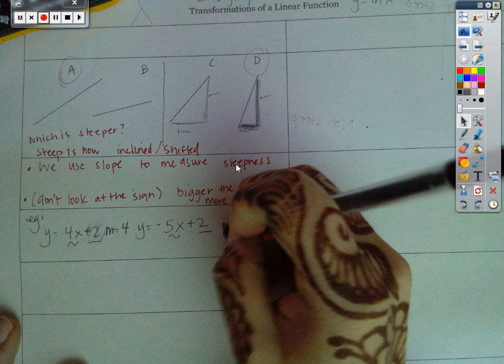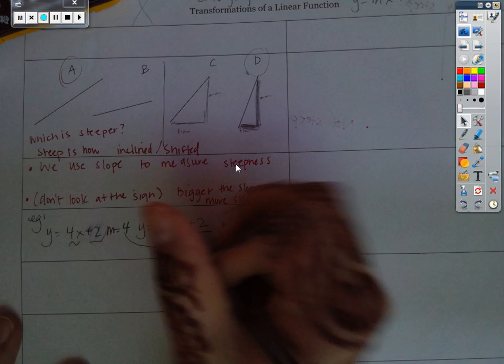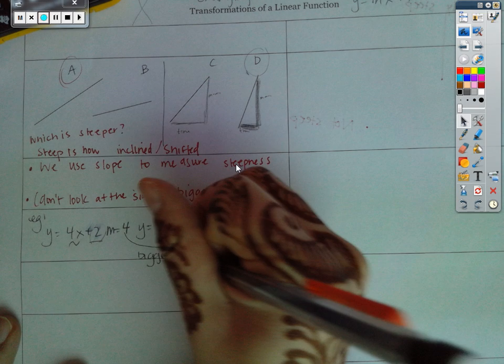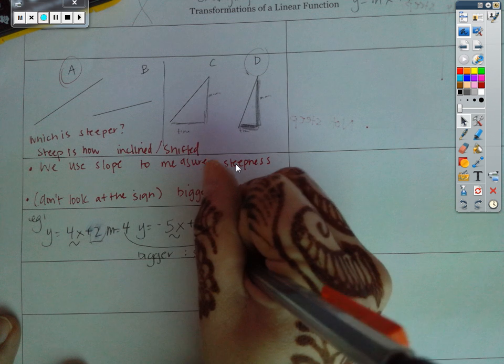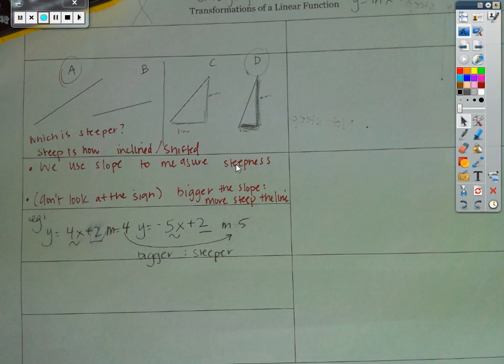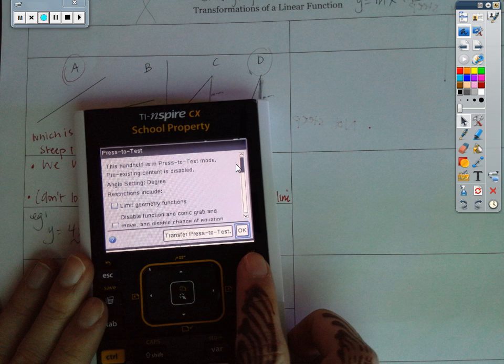So from 4 to 5, is that getting bigger or smaller? That's bigger. 4 to 5 is getting bigger, so it's more steep. It's steeper. Now, if you forgot what I just said about the bigger it is, if you can't figure out the slope, if it's hard, no worries. Our calculator can help us out.